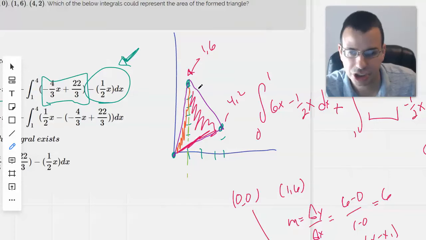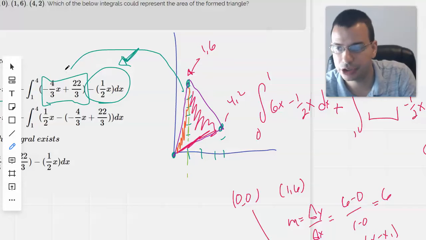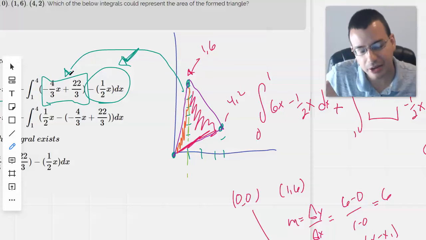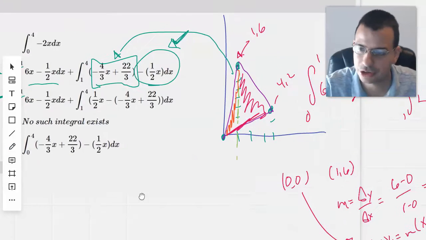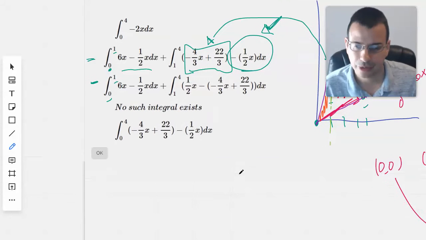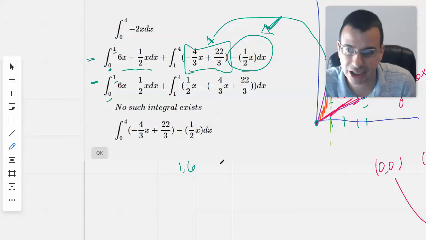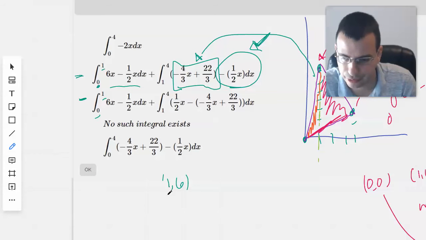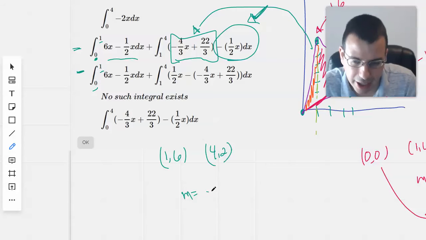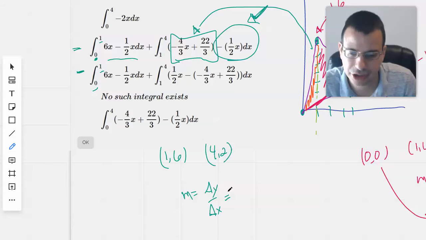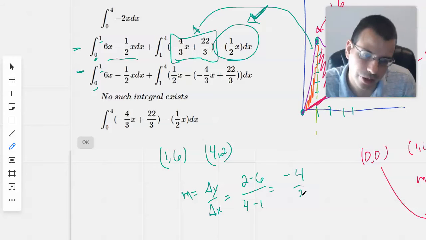So we'll find the equation of this line right here, find the area under this line, and hopefully it equals that. If it doesn't, then we're in trouble. I just tried to avoid finding this line because it doesn't involve (0, 0), so it's a little bit more cumbersome. That's okay. We can still do this, not that big a deal. So for the equation of that line, we have (1, 6) and (4, 2). Our slope will be y2 minus y1 over x2 minus x1. So we have 2 minus 6 over 4 minus 1, which equals negative 4/3.